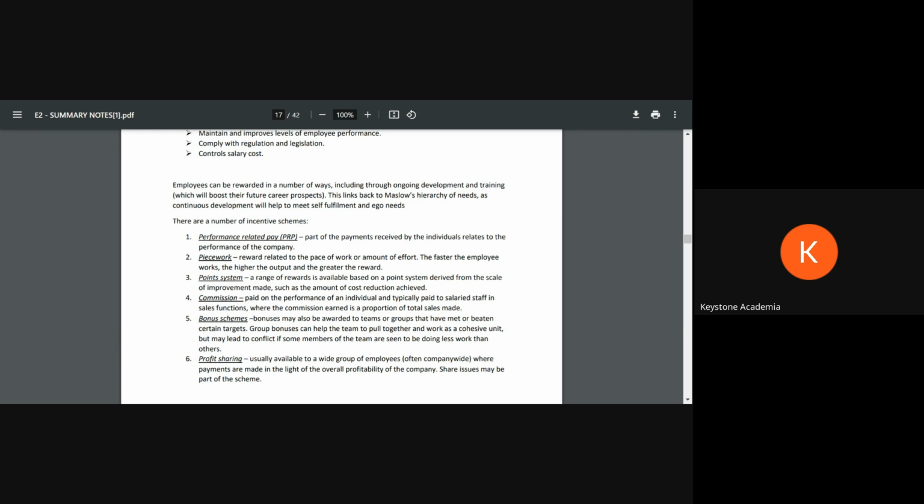This is a rule, actually. Each hour or each day, I'm not sure. But this is a rule. You can either get paid for that, or you can exchange it for holidays. Isn't that good?